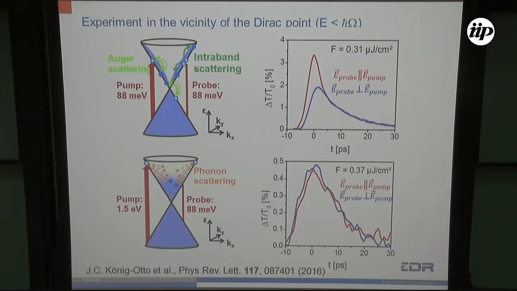And we did a control experiment, a two-color experiment. Again, we probe it with 88 millielectron volts, but we excite up much higher. So we give the electrons the room to emit optical phonons here. And you see the data a bit noisy, but nevertheless it's clear that there's no anisotropy visible. So the phonons here really destroy the anisotropy, whereas in this case we basically switched off the contribution from the phonons and look at the pure Coulomb scattering, and this preserves the anisotropy.